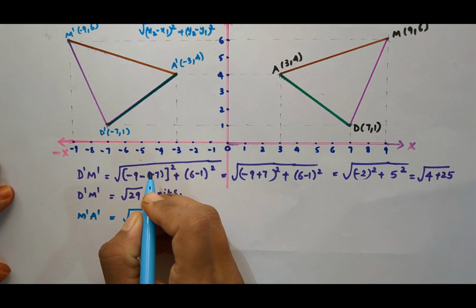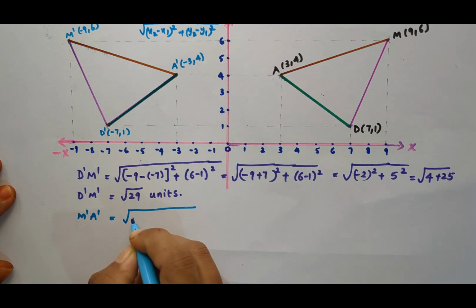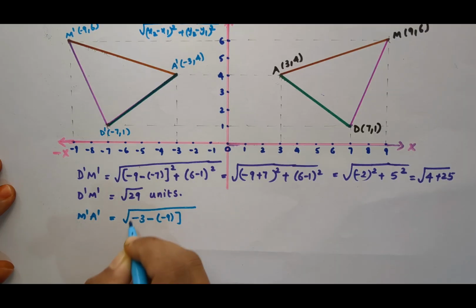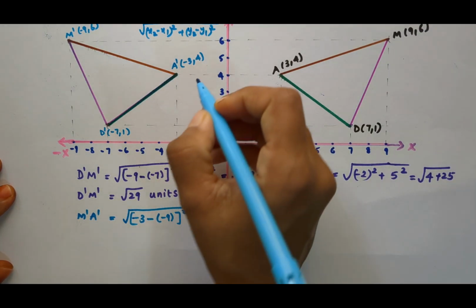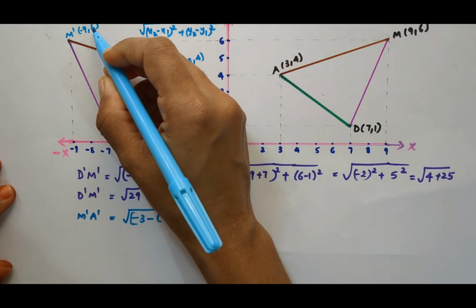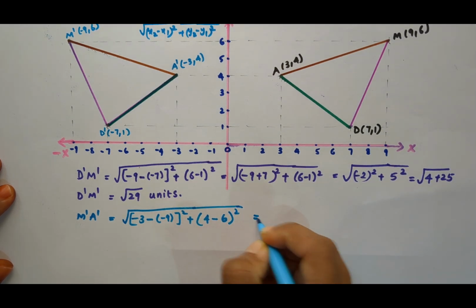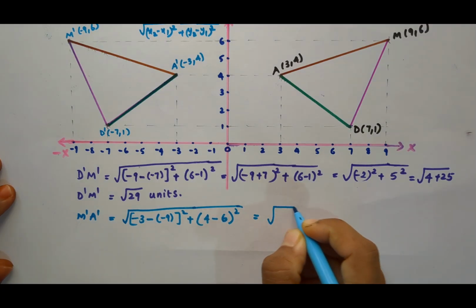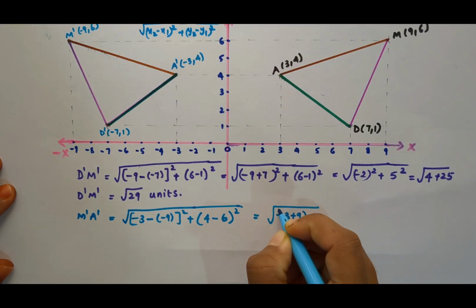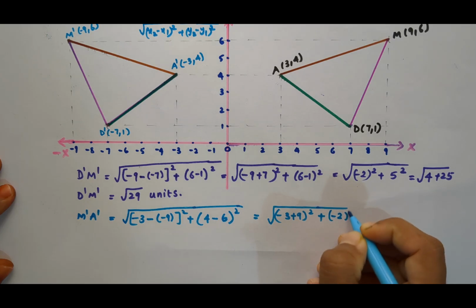So you see here, when we find out M dash A dash, the x component of A dash is minus 3. So minus 3 minus x component of M dash, which is minus 9. So minus 9, x2 minus x1 the whole square, plus y component of A dash is 4, so 4 minus y component of M dash is 6, so 6 all square, so y2 minus y1 the whole square. So this will be equal to square root of minus 3, minus into minus becomes plus, so plus 9 all square plus 4 minus 6, which is minus 2, so minus 2 all square.